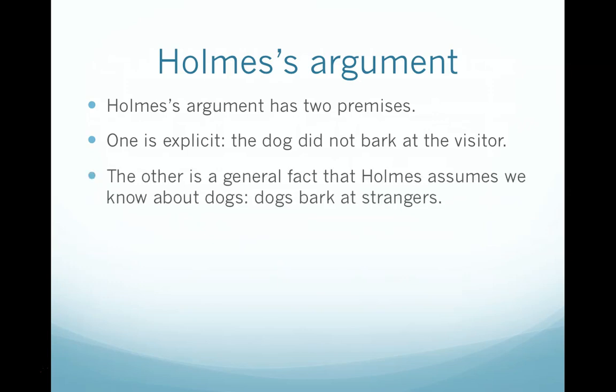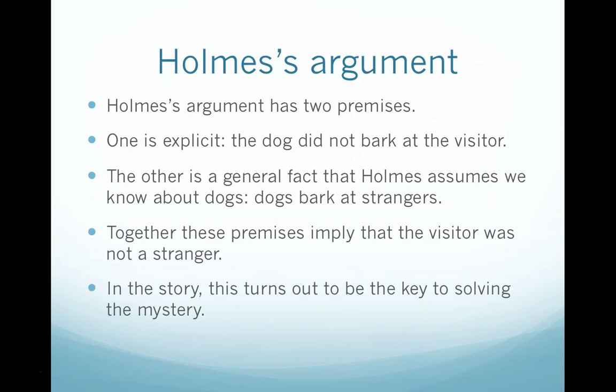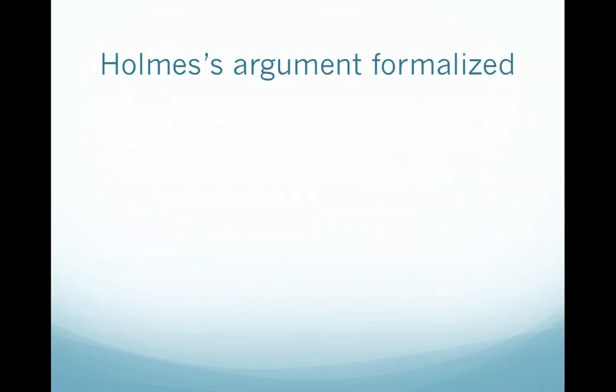The other is a general fact that Holmes assumes we know about dogs. This is that dogs bark at strangers. Together, these two premises imply that the visitor was not a stranger. And in the story, this turns out to be the key to solving the mystery, as it normally is in the Sherlock Holmes books. So if we're going to formalize Holmes's argument, we might do it like this.